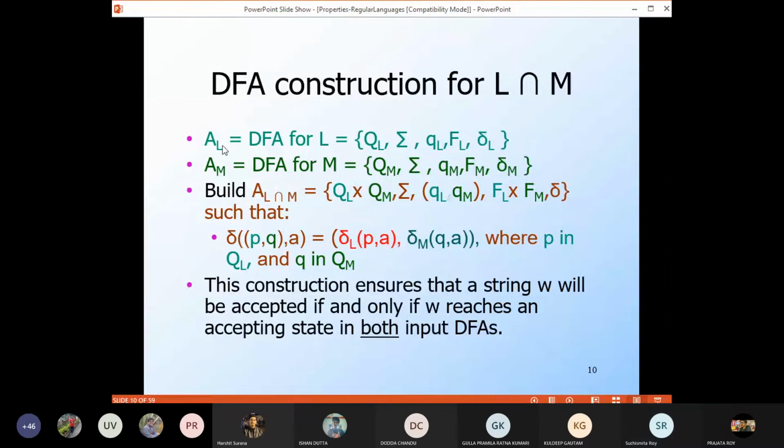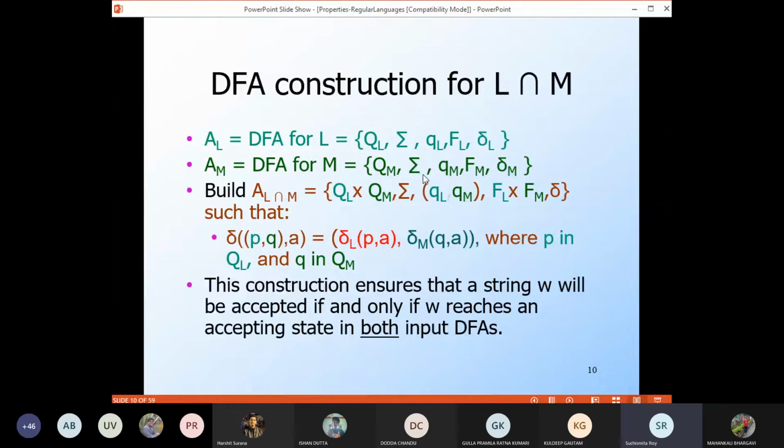Now, AL, the first automaton, the DFA for L, is given as QL, sigma. Note that both of them have the same input alphabet. Then comes the start state, final state, and then the transition function. Okay, and same for the second finite automaton. And so we build the product automaton for L intersection M such that the set of states is the Cartesian product of QL and QM. Okay, so this is the Cartesian product operation.